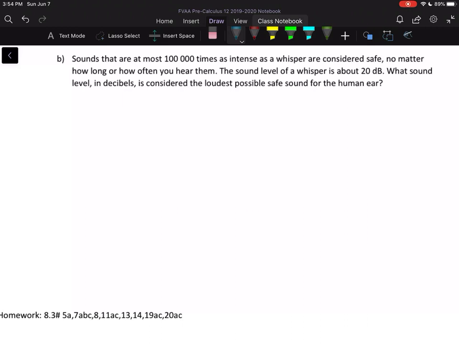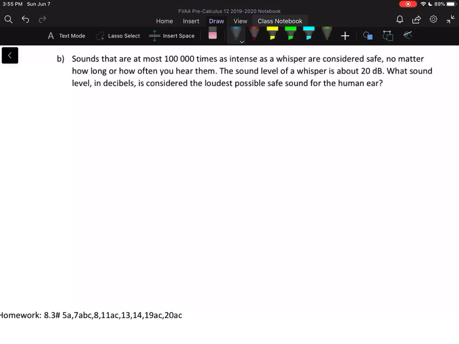All right, and for B, sounds that are at most 100,000 times as intense as a whisper are considered safe, no matter how long or how often you hear them. The sound level of a whisper is about 20 decibels. What sound level in decibels is considered the loudest possible safe sound for a human ear? Okay, what sound level in decibels?